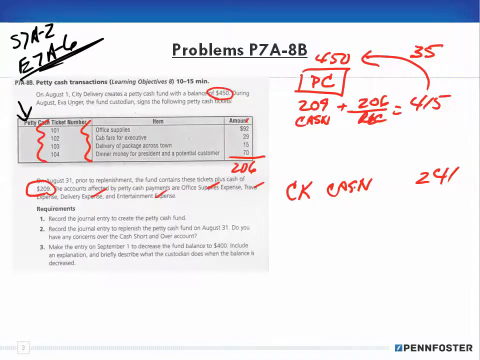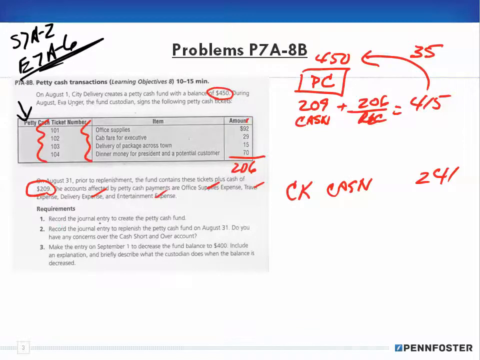And when you attach it to that check, it's just like writing a check. Let's say you write a check for rent for $1,000, right? Well, you credit your cash and you debit what? Rent expense. Well, in this case here, you're crediting cash, but you're also debiting office supplies expense, travel expense, delivery expense, and entertainment expense. You're taking each and every receipt and you're deciding what expense it is, and those are the expenses that you're going to use for the journal entry, right?